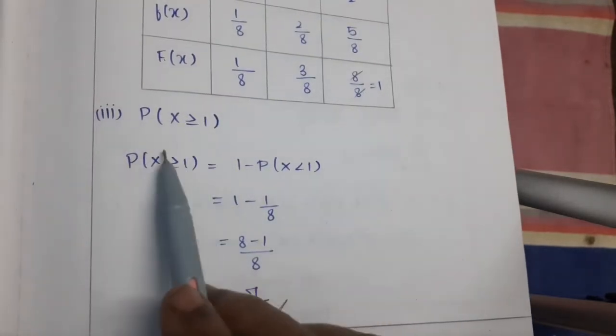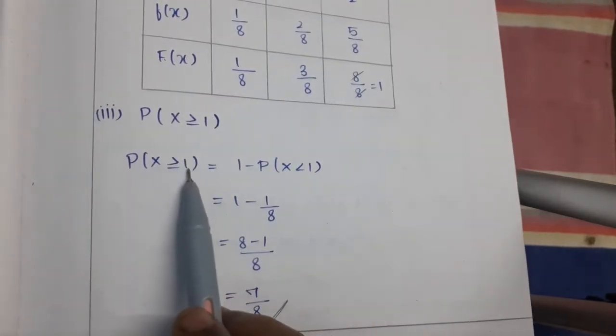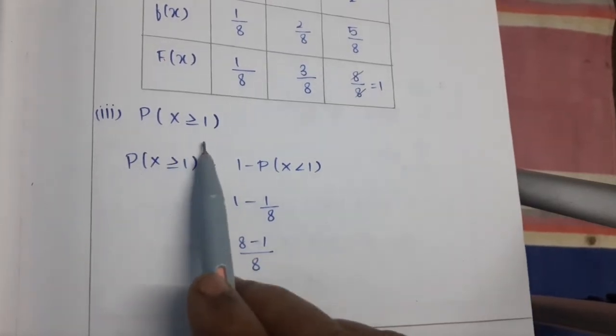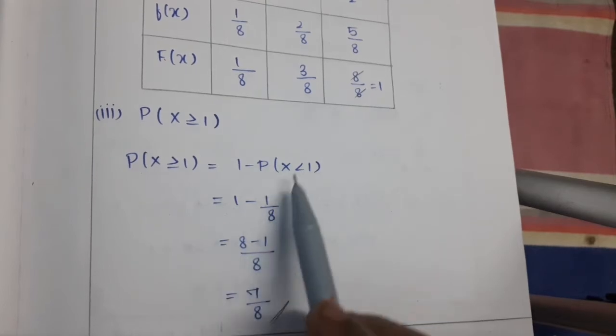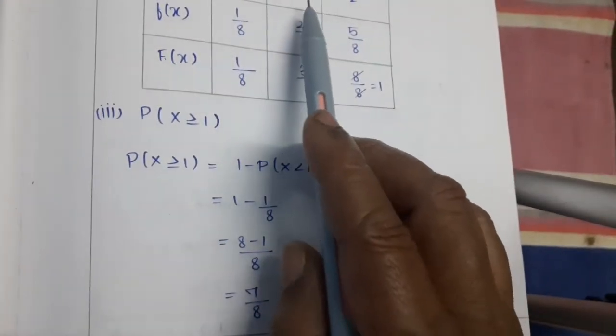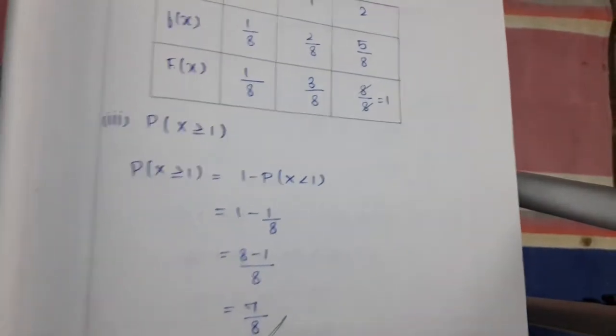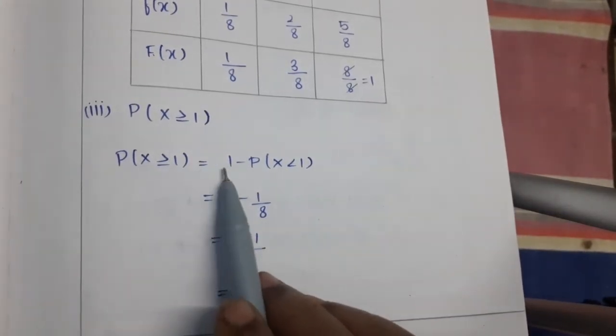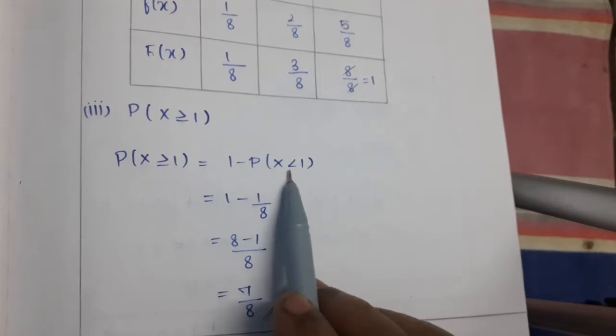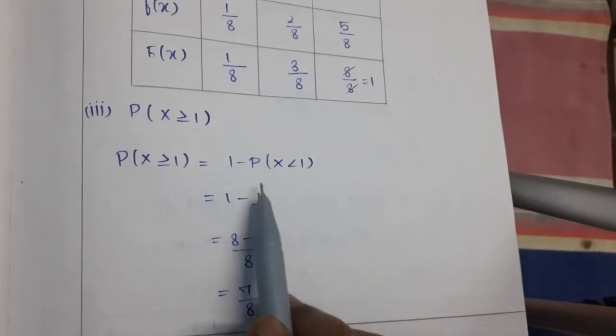What is the third subdivision? Probability of capital X greater than or equal to 1. Probability of x greater than or equal to 1 is rewritten as 1 minus probability of x less than 1. What is the x less than 1 value?